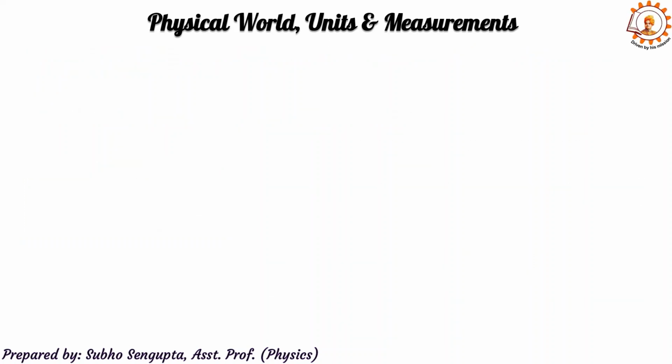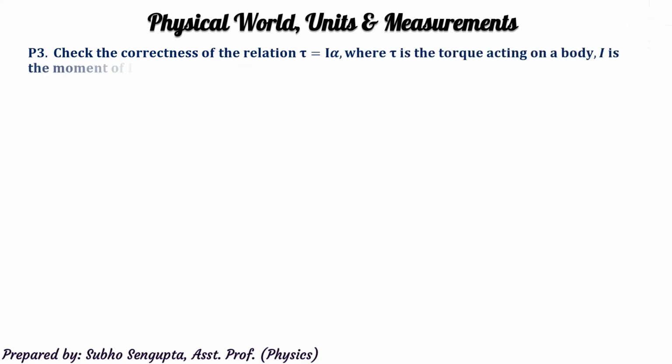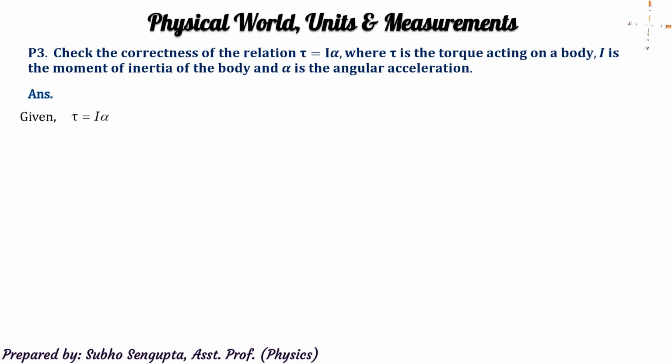In our third problem, we have to check the dimensional correctness of a given relation. This is another application of the dimensional analysis. In this problem, the given relation relates three physical quantities: the torque acting on a body, the moment of inertia, and angular acceleration of the body. The relation is tau is equal to I alpha.